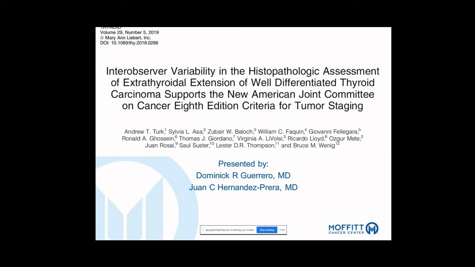You can see the article here, Interobserver Variability in the Histopathologic Assessment of Extrathyroidal Extension of Well-Differentiated Thyroid Carcinoma Supports the New AJCC Cancer 8th Edition Criteria for Tumor Staging. And this was published in Thyroid in 2019.